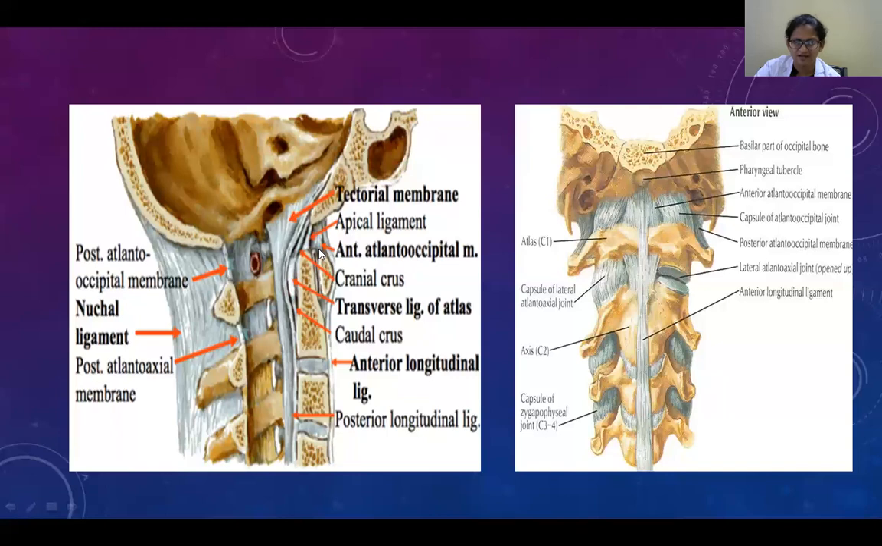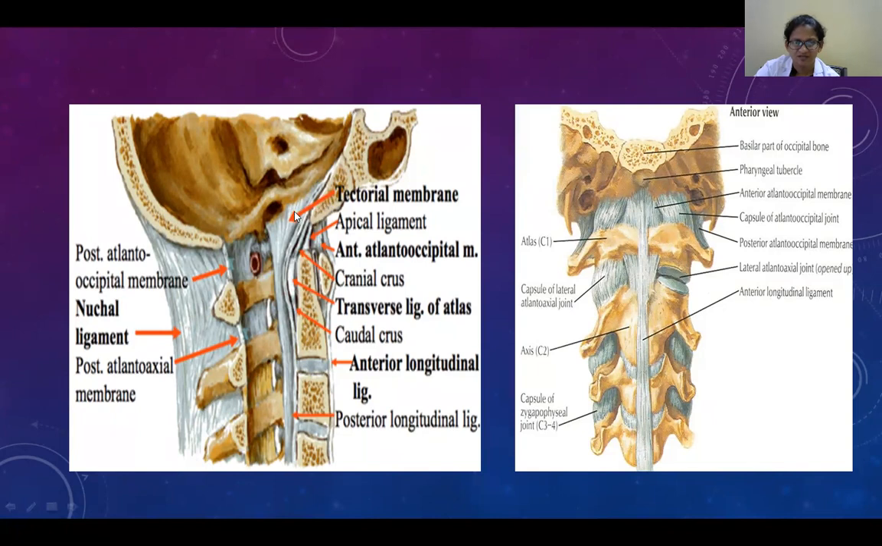Behind the anterior atlanto-occipital membrane, you are going to see an apical ligament, which gives attachment to the apex of the odontoid process. Will be discussed later. This is the apical ligament. And next, this is the posterior longitudinal ligament, which is attached to the posterior surface of the body of all the cervical vertebrae.